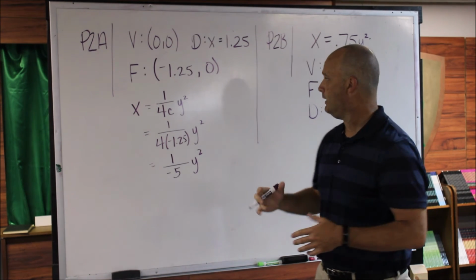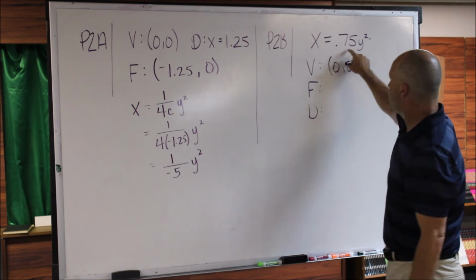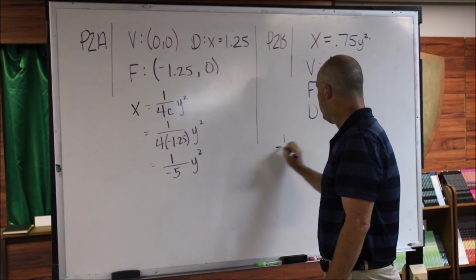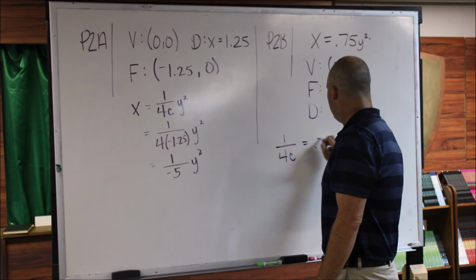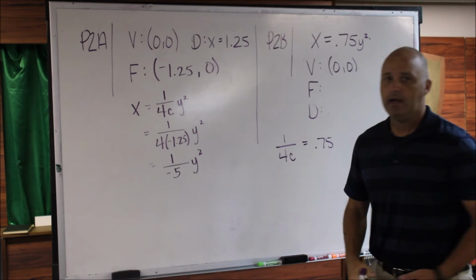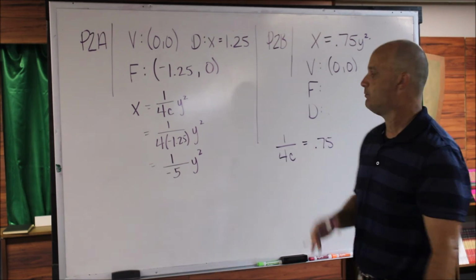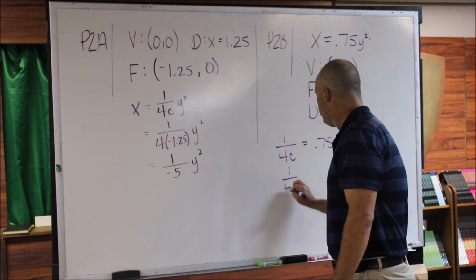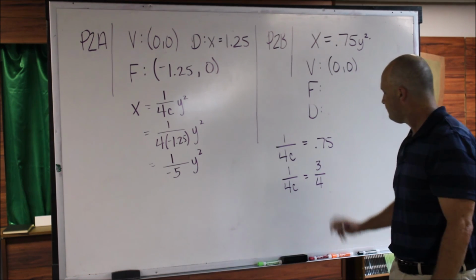What I'm going to look at is this right here, this 1/4c, is what this 0.75 is equal to. So that's the equation that I'm going to set up. So 1/4c is equal to 0.75. Now I prefer to work with fractions as opposed to decimals, so I'm going to change the 0.75 over to a fraction. And that's going to give me 1/4c is equal to 3/4.